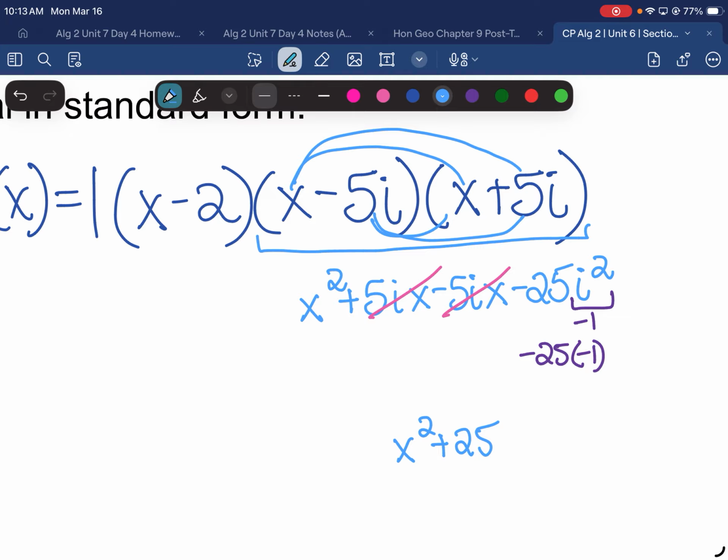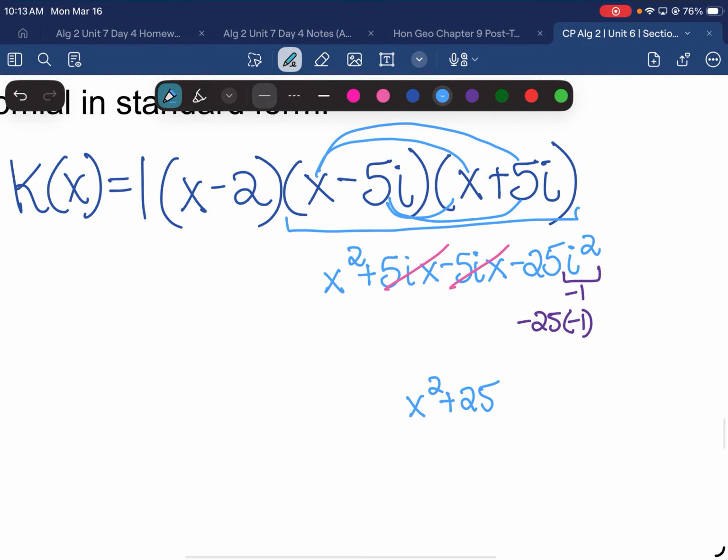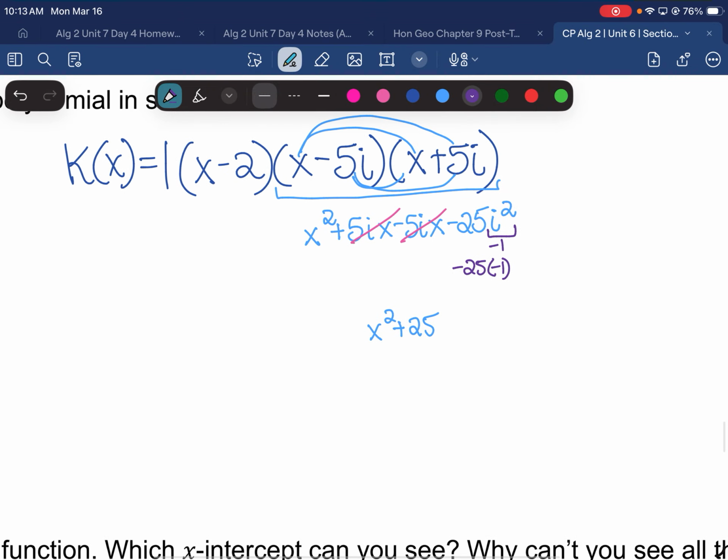Doesn't that look much prettier than what we just went through? Guess what? It's always going to be that. This is always going to be the form that it's written in. It's always going to be x squared plus whatever the second parts of your binomials are, squared. So we should never have an i in the answer. Exactly. You're right. So here's what we got. We're not done yet.